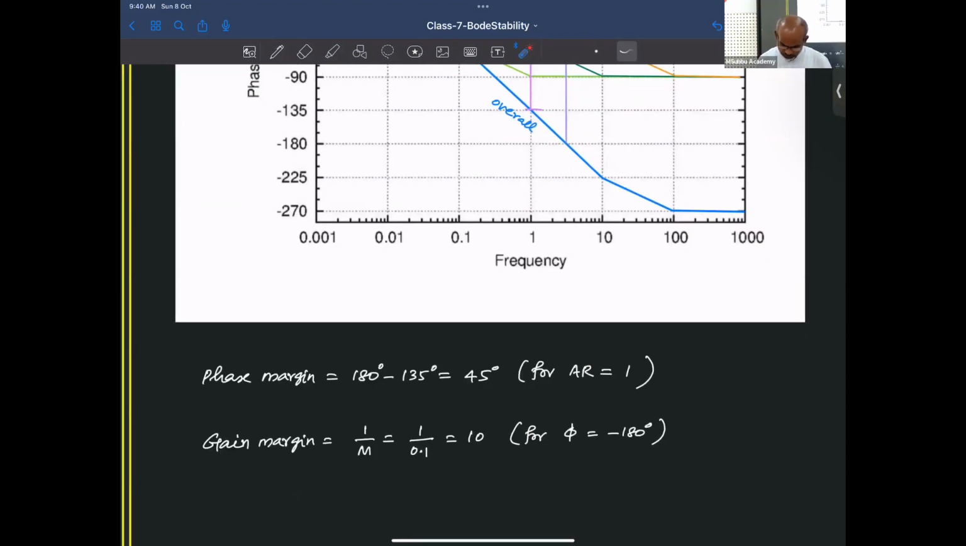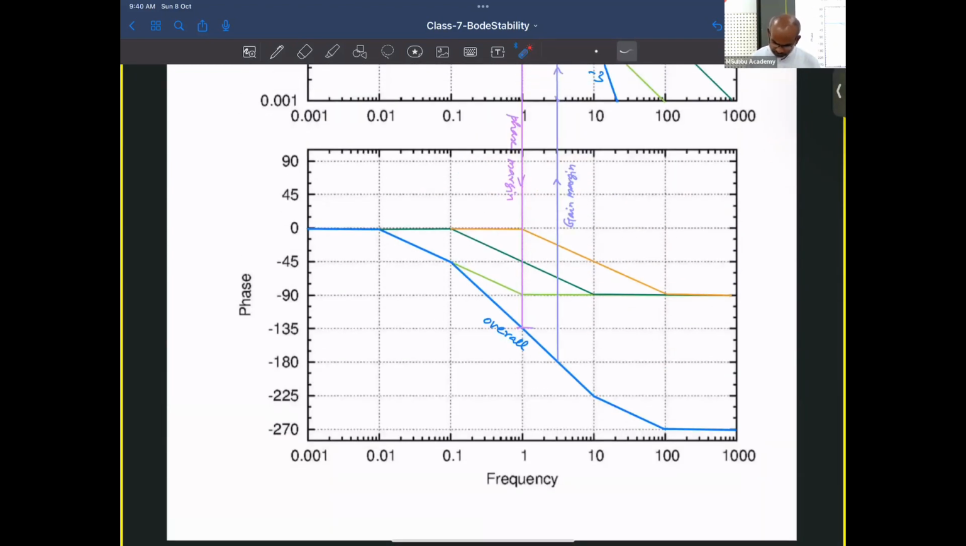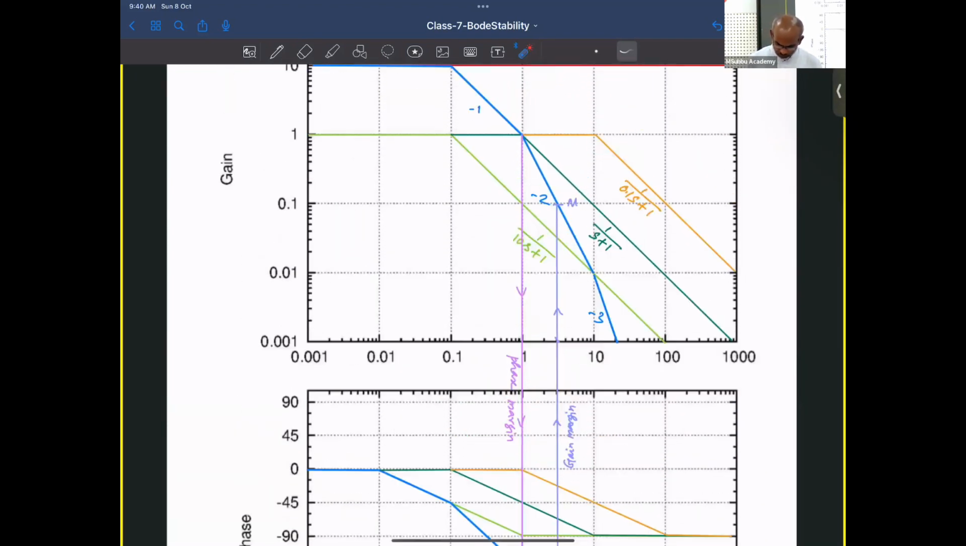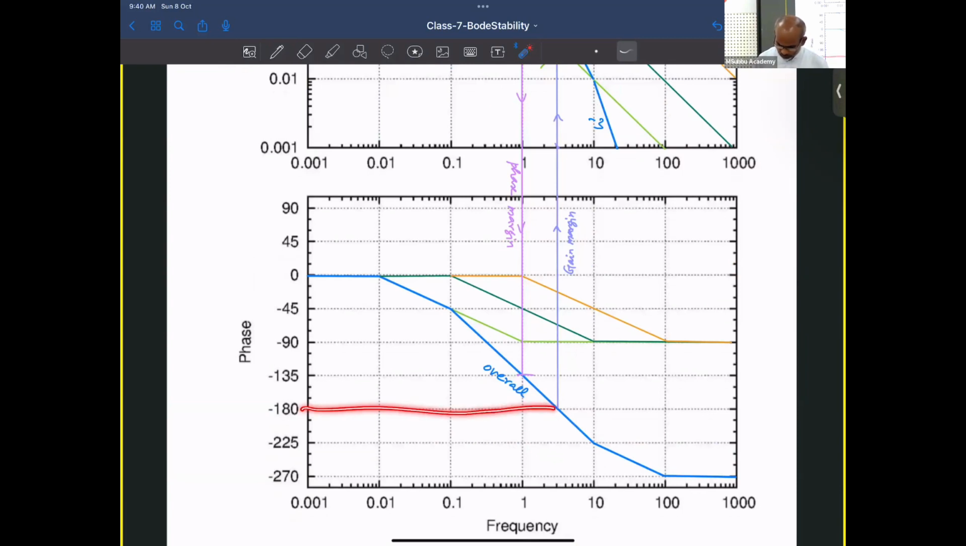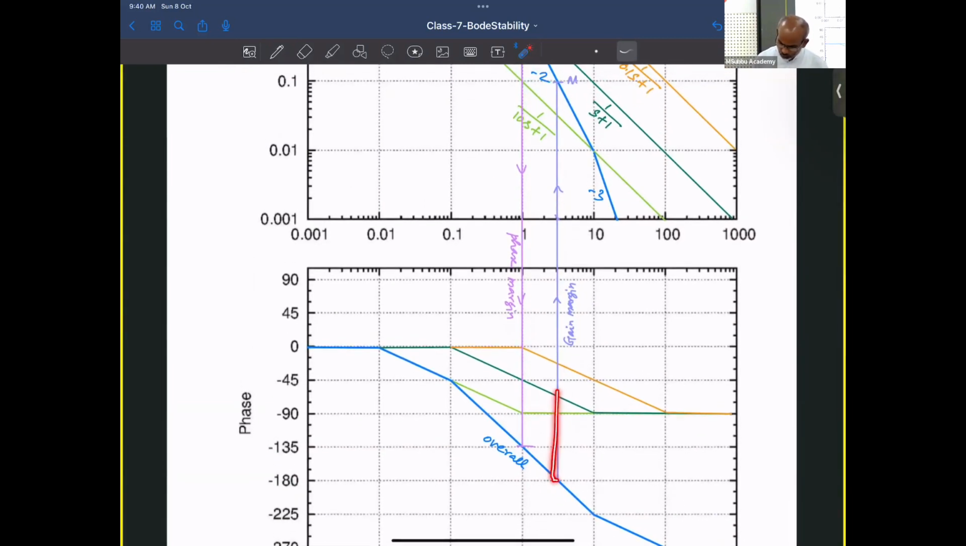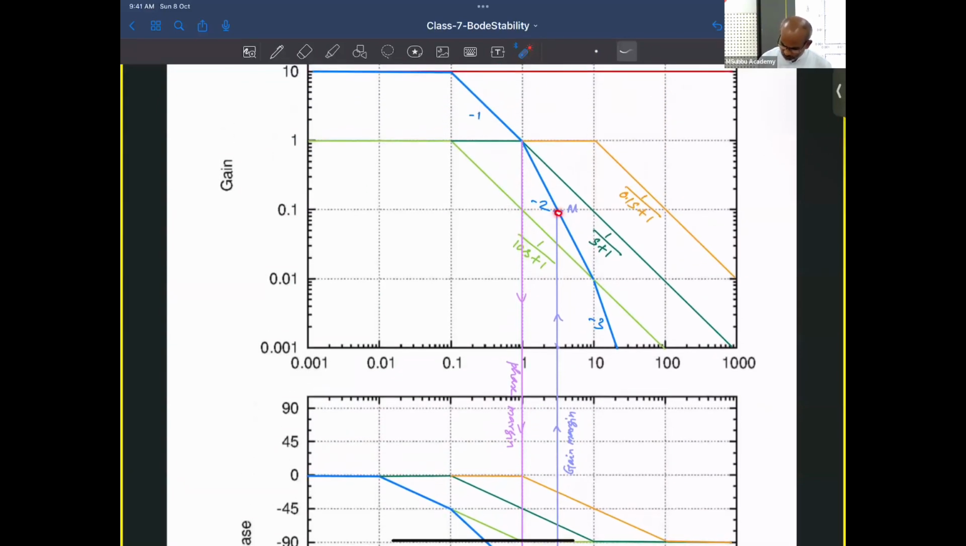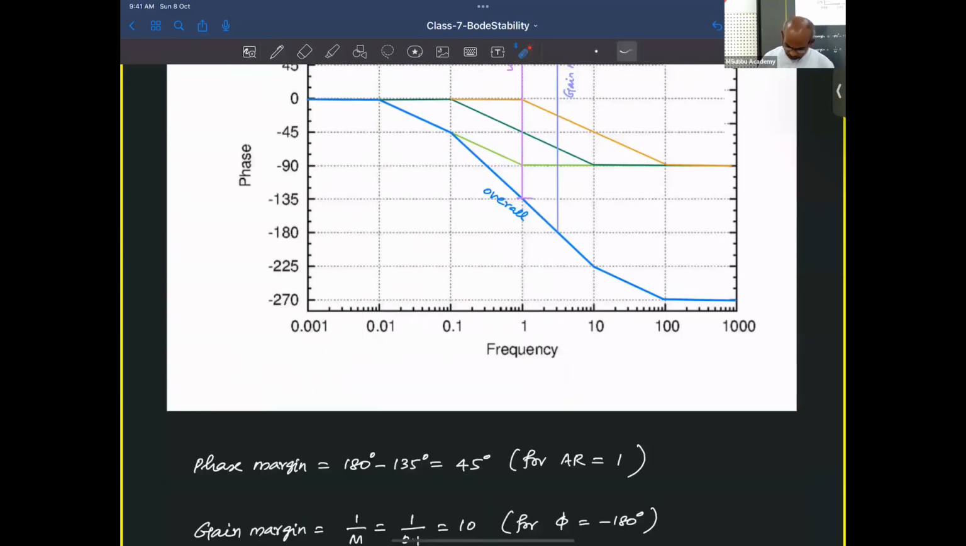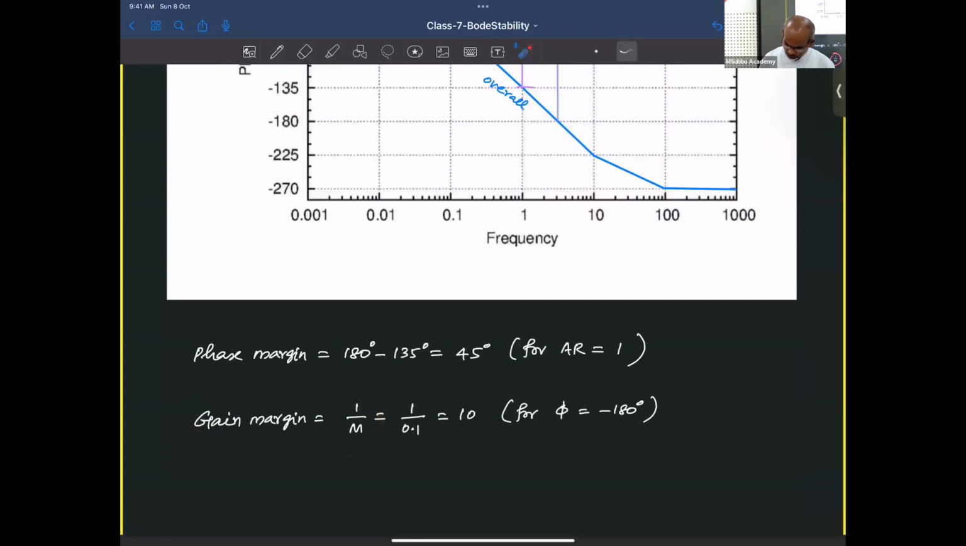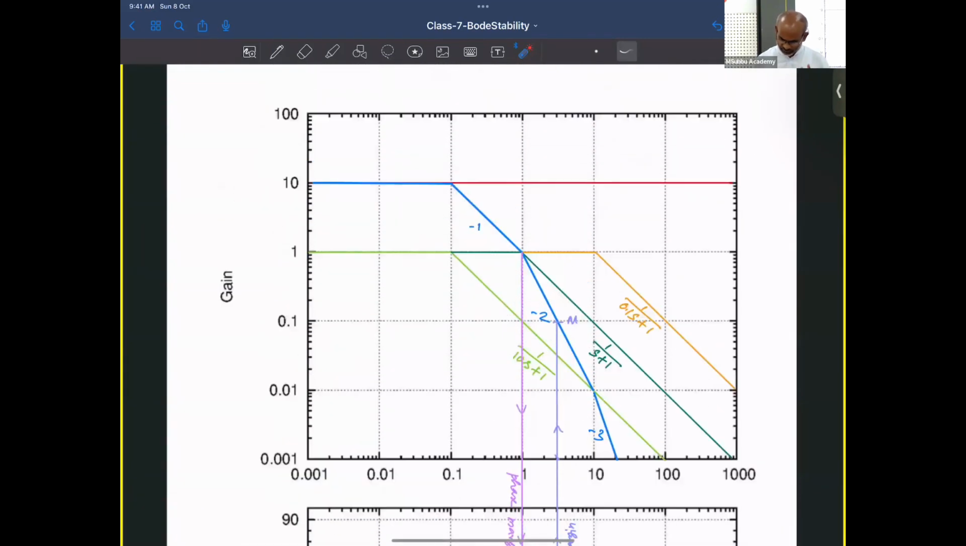And for getting the gain margin, we start from the bottom here, corresponding to a phase angle of minus 180. From that point, you go up and meet the gain plot, and the value of this amplitude ratio you take as m, and the gain margin is equal to 1 by m. So 1 by m will be 1 by 0.1, which is equal to 10. So this problem has a phase margin of 45 degree, which is greater than 0, and a gain margin of 10, which is again greater than 1. So the system is also stable from the perspective of the Bode stability criteria.